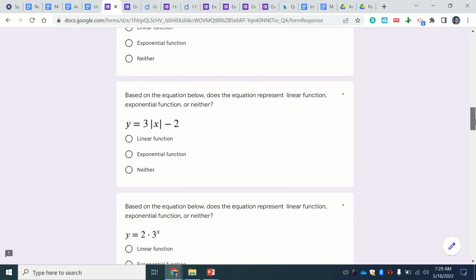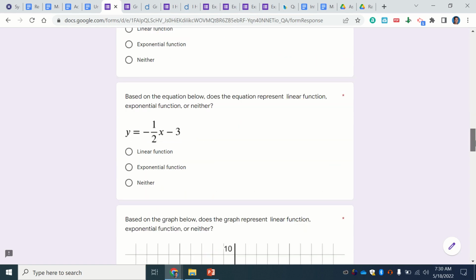Let's take a look at the equations. Remember, an equation for a linear function is y equals mx plus b. So this one is, and for an exponential function, it's a to the x times b. Well, if we look, this one doesn't have either y equals mx plus b or a to the x times b, so this is neither.